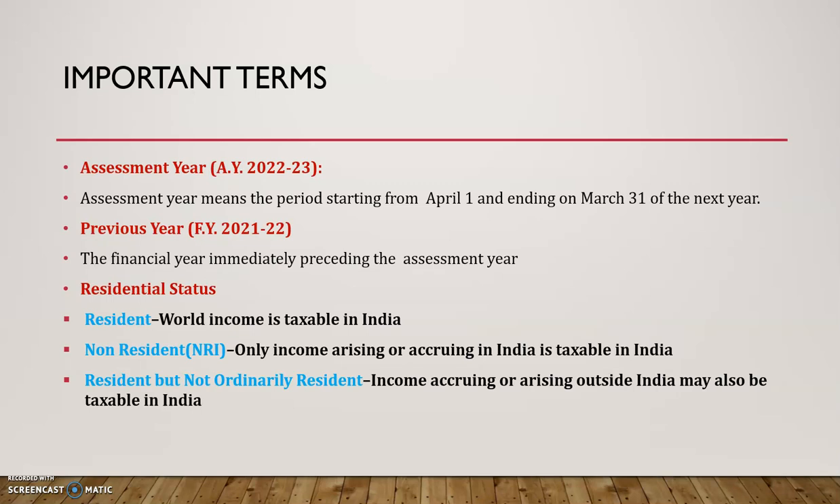Assessment year. For example, we are considering assessment year 22-23. What does assessment year mean? Assessment year means the period starting from 1st April and ending on March 31st of the next year. Usually the current year is known as the previous year, and whenever we consider assessment year, it is always 1 year ahead. So if today we are in financial year 21-22, then the assessment year will always be one year ahead of the previous year. So what is previous year? The previous year is the financial year immediately preceding the assessment year.